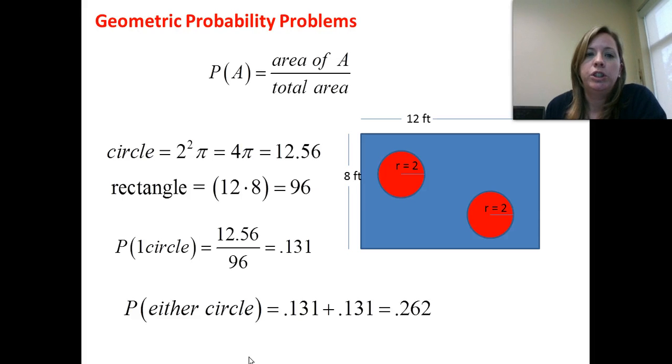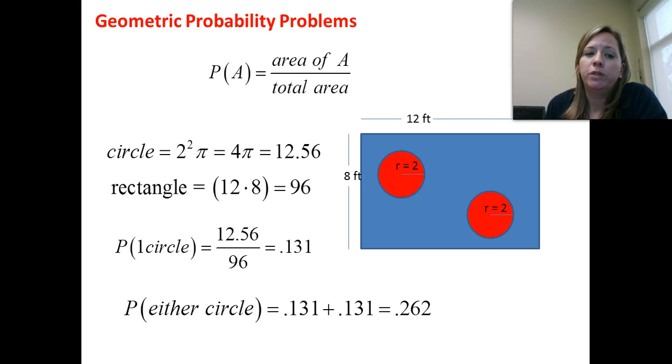Now, with geometric probabilities, these problems are actually super easy if you know how to calculate area. So when you're doing geometric probability questions, all you want to do is figure out what your favorable area is, and I'm calling that A here. So the probability of landing in the space A is equal to the area of A divided by the total area. So here in this example, if I was randomly throwing a dart at this board, what's the chance that it would land in one of the 2 red circles?